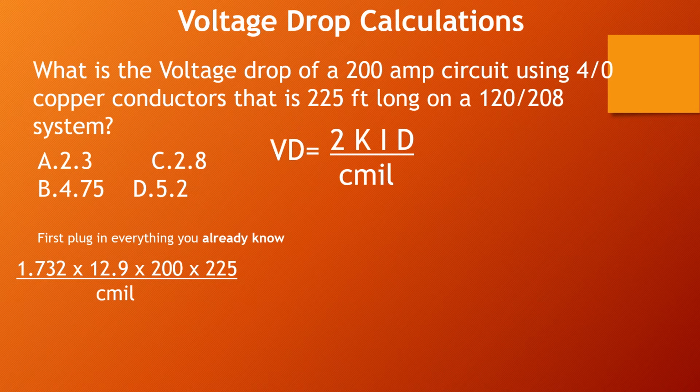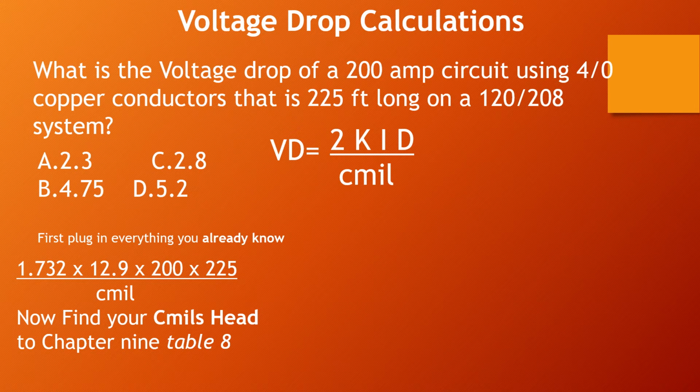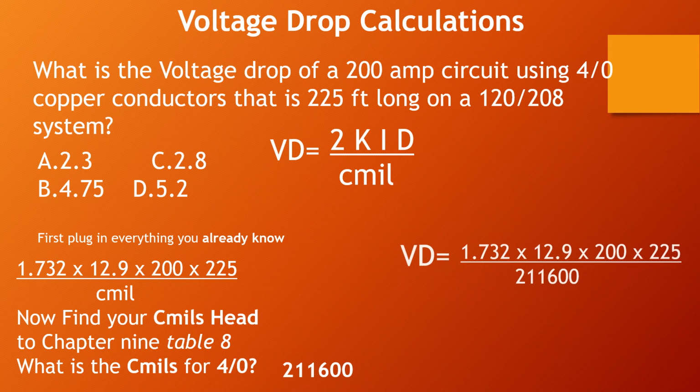Then you need to divide that number by the circular mils of, in this case, a 4-aught copper conductor. To find that out, we're going to head to Chapter 9, Table 8. Pause the video now. Use your tabs and head to Chapter 9, Table 8, Conductor Properties, and see if you can find the circular mils of 4-aught copper. When we get there, we find that the C mils are 211,600. So we put that back into our formula and do the math.